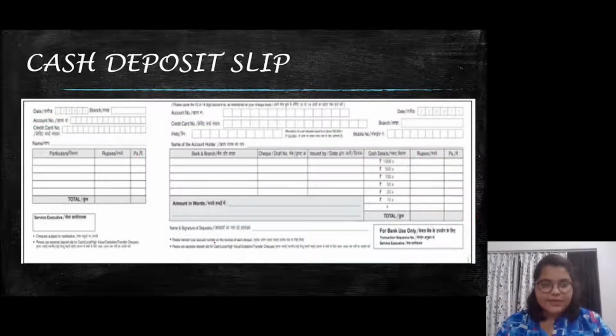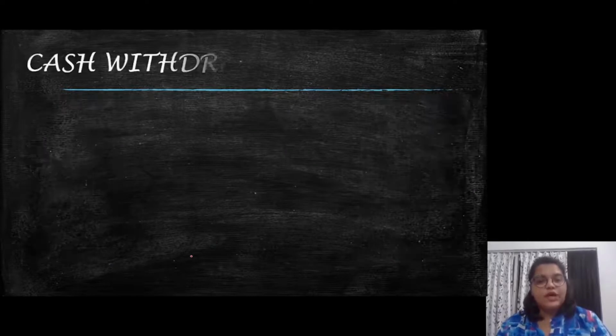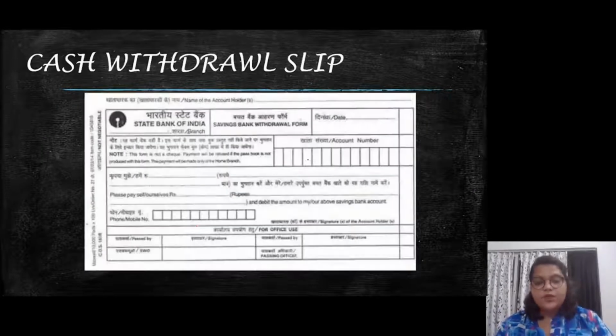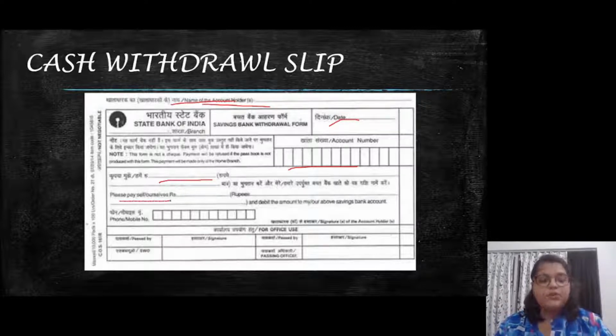So just like the cash deposit slip, we also have a cash withdrawal slip. And over here you can see an example of the cash withdrawal slip. You just have to write the name of the account holder, the date, the account details, and a few details over here, just like the amount that you're withdrawing. And if you're withdrawing the cash for yourself, then it would be pay to self or some other person's name with your mobile number. So once you fill this, you just have to give this to the accountant, and the accountant will withdraw the cash and hand it over to you.